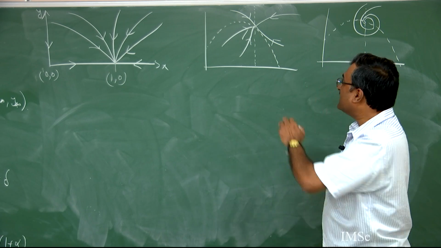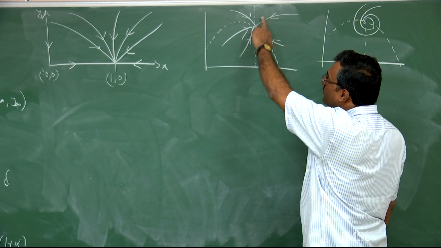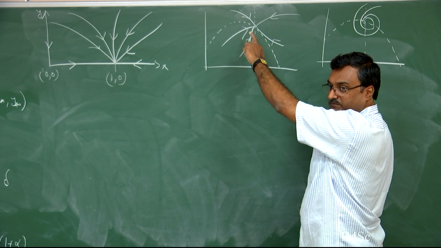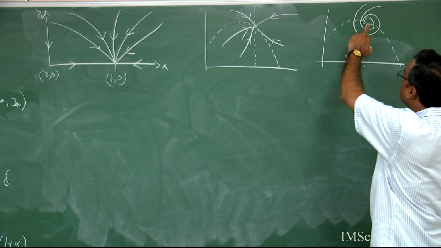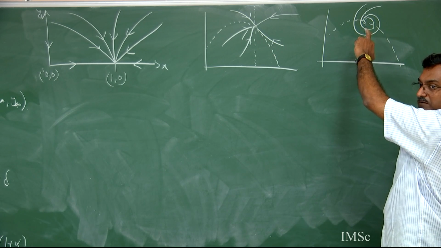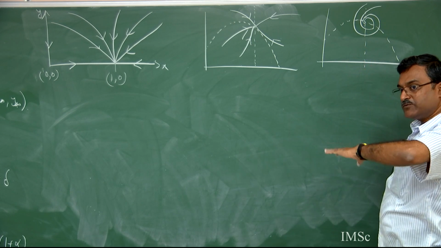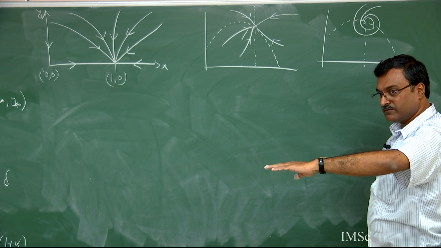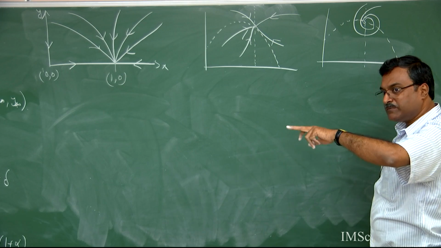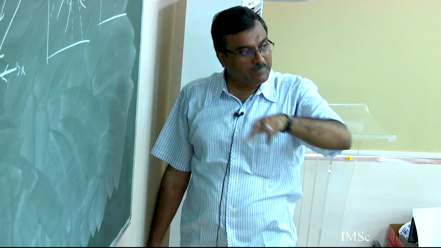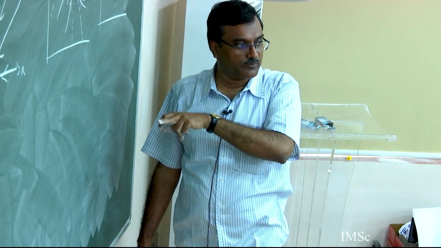Why? Because in this case all the trajectories are monotonically converging to the equilibrium point. Here trajectories are converging to the equilibrium point, but their convergence is not monotonic. So, there will be some sort of damping in the advancement of the time series with time t, and ultimately it will converge to the equilibrium point.